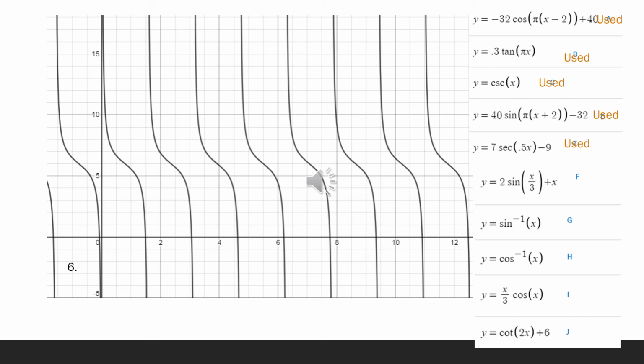Notice I'm getting 2 cycles per pi from 0 to 3.14-ish. Looks like there's 2 cycles, so J.